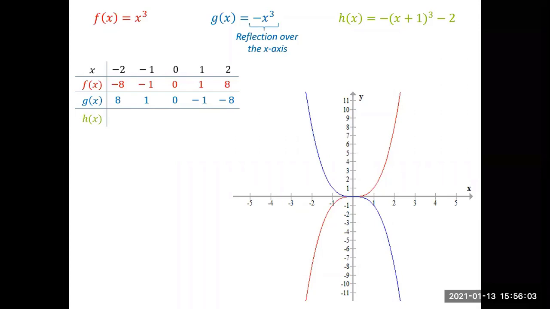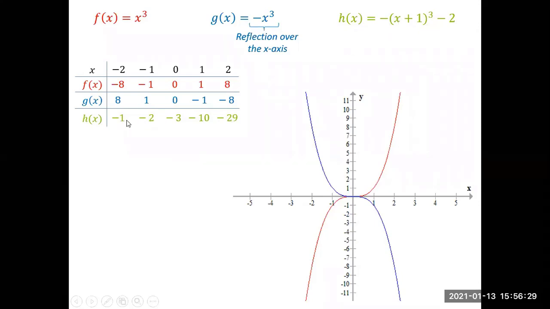If I plug in 2, 2 plus 1 gives me 3. 3 to the power of 3 is 27. It now says make that quantity negative, so I get negative 27. And negative 27 minus 2 gives me negative 29. I encourage you to verify with the order of operations that plugging in the other inputs gives you the correct corresponding outputs.